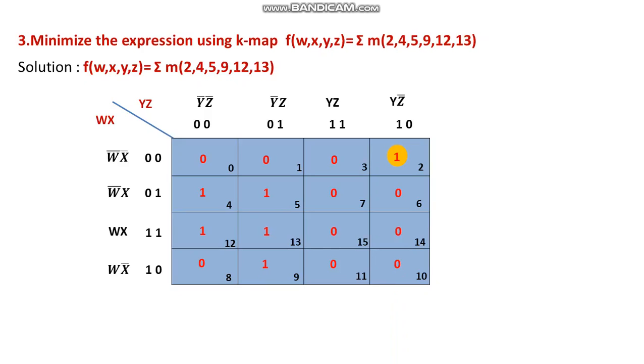Then see the cell number 9, so it is adjacent with what? 13. So I will pair the 9 and 13. Then I have a quad here for 4, 5, 12, 13.